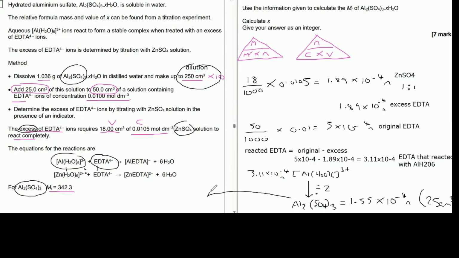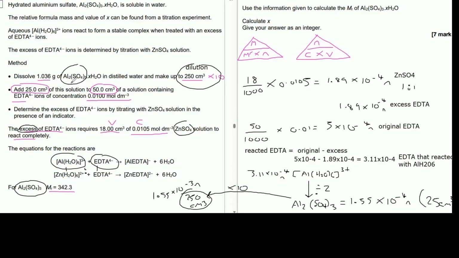What I need to do is times that by 10 because we're looking at how many moles of aluminium sulfate were in 250 centimeters cubed. So let's times this by 10. And if I times by 10, we're going to end up with 1.55 times 10 to the minus 3 moles. And that is aluminium sulfate in 250 centimeters cubed.